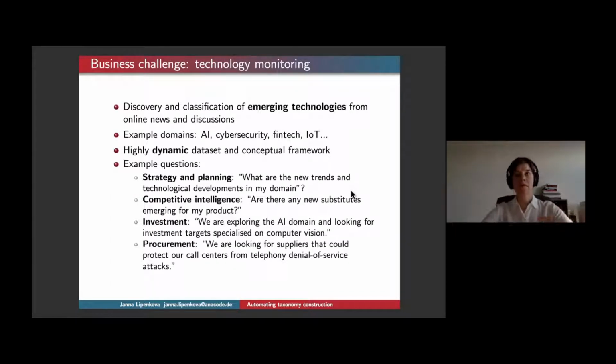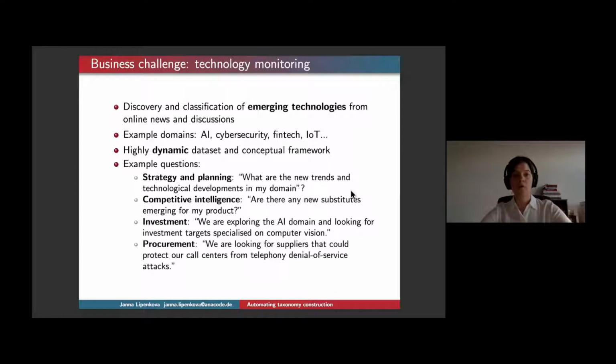So first, the business challenge. What we are doing at Anacode, one of the main questions that we get from our clients is the analysis of emerging technologies from online use and discussions. All of us know that the technological landscape and the technological domain is developing and changing very quickly, and corporate customers who have interfaces to new technologies often have a hard time keeping track of all the developments and also just having an overview over different technological domains. So example domains in which we work are artificial intelligence, cybersecurity, fintech, Internet of Things, and so on. Today, I will be mainly showing examples from AI and cybersecurity.